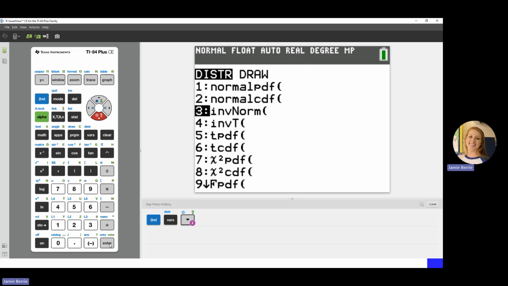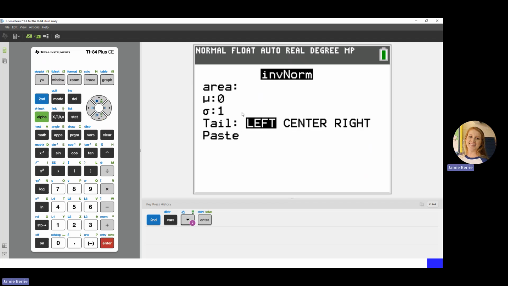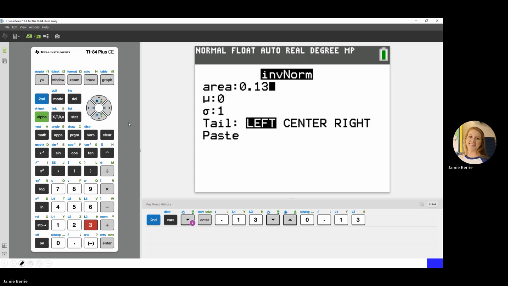That means inverse norm. And so then it's going to pull up this second menu. It says area, mu, sigma, tail. The area, that's the area that's shaded. That was 0.13, or you could put the 0 in there if you wanted to. And then mean is 0, standard deviation is 1 because we're in the standard normal distribution. And then for the tail, you have to tell it which side you have shaded. We've got the left side shaded, so we're not going to change anything there. It was already highlighted on left.